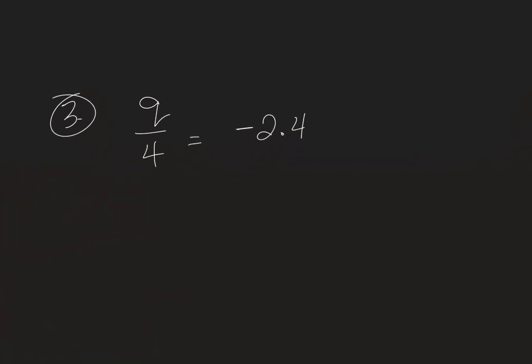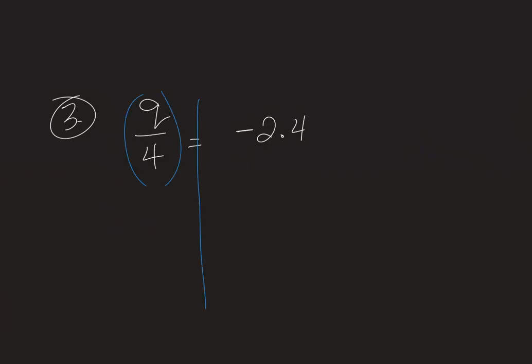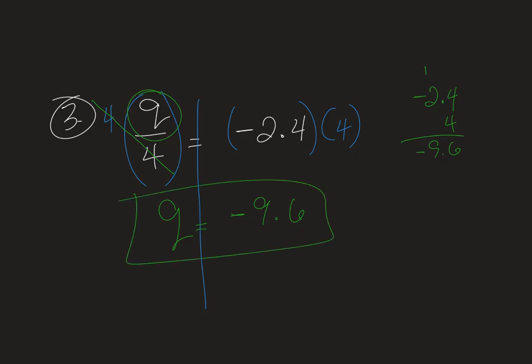Here we go. Q divided by 4 equals negative 2.4. I told you that the further we go on this, the faster I'll get, because hopefully it's starting to make sense to you. Q is being divided by 4, so we multiply by 4 in order to cancel out the 4's, and what we get is negative 9.6. How do I do that? Because negative 2.4 times 4, that's 4 times 4 is 16, and that's 9, right? Because 4 times 2 is 8, and then carry the 1, and then move the decimal 1 place. So Q is negative 9.6.